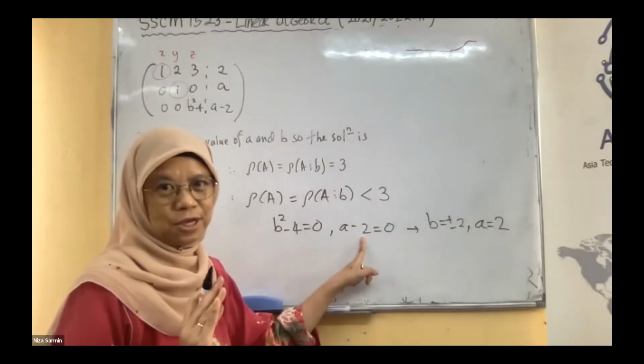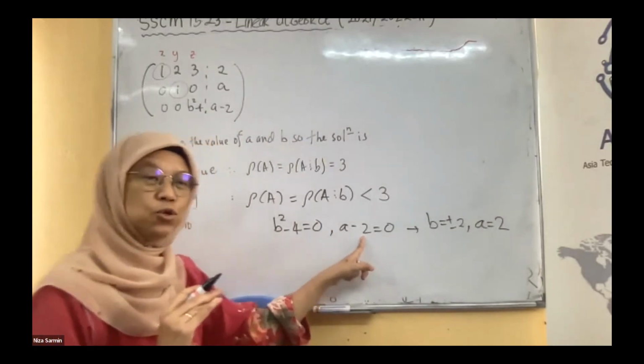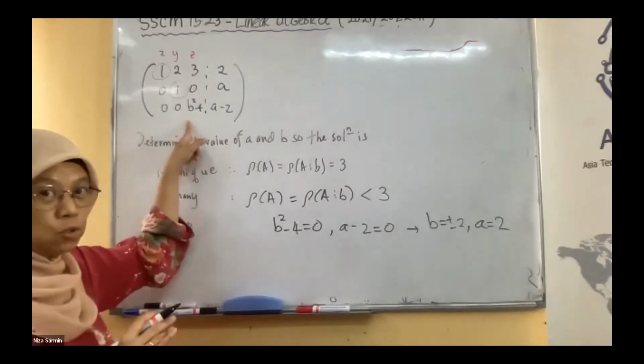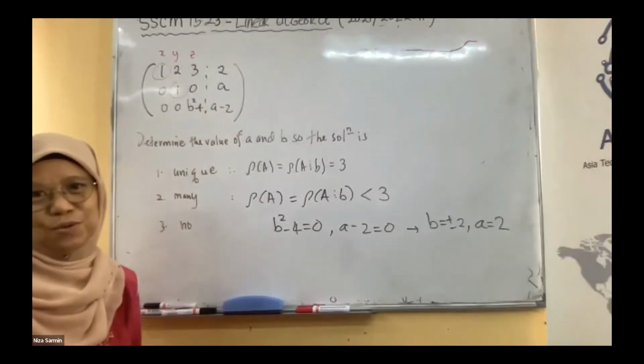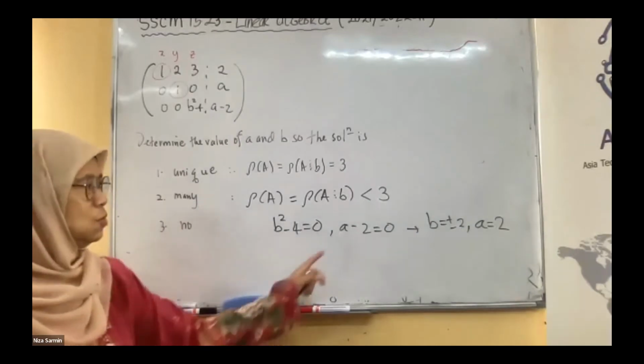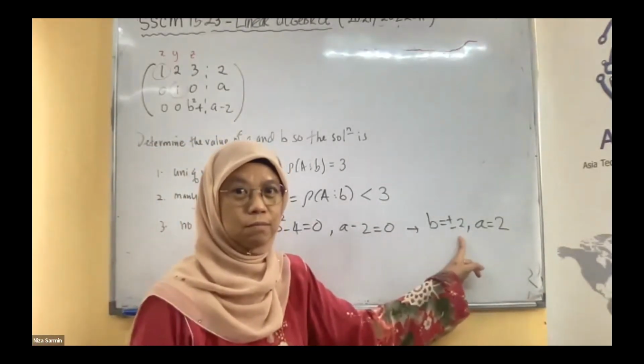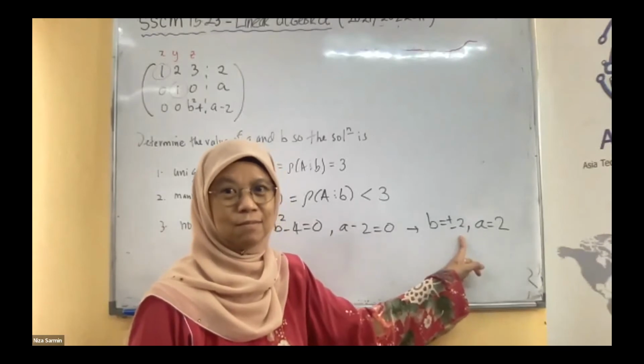Then you can check and put in the values in the original. When B is plus or minus 2, this is 0. When A is 2, this is 0. So this will be the answer for the many solution.